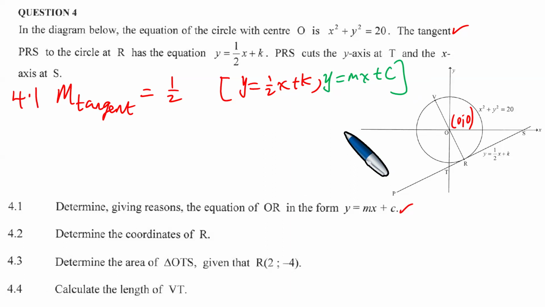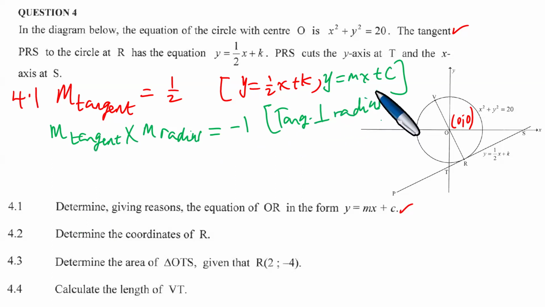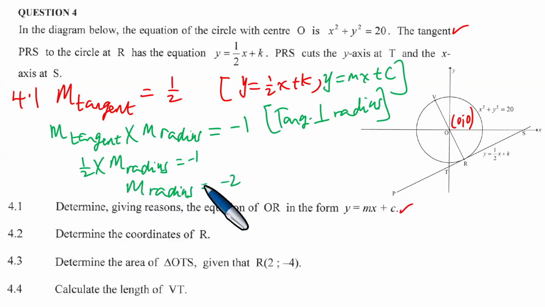Okay, so we continue. To continue, we need to know that the gradient of a tangent multiplied by the gradient of a radius at the point of contact is minus one. Why is it minus one? Because a tangent is always perpendicular to a radius at the point of contact. This tangent has gradient 1/2, so the gradient of the radius is minus two.